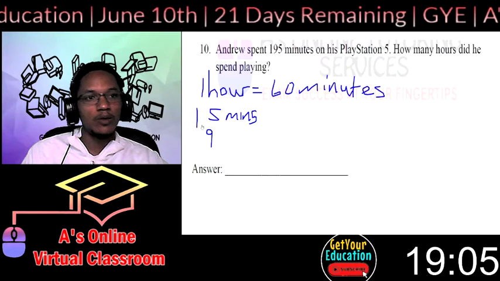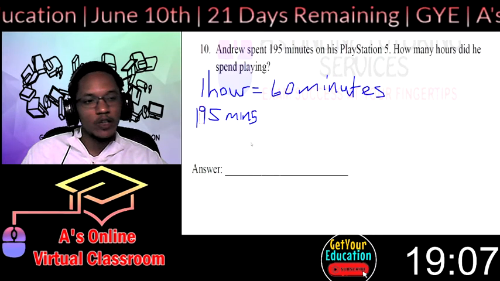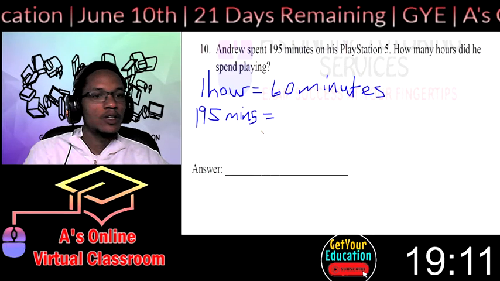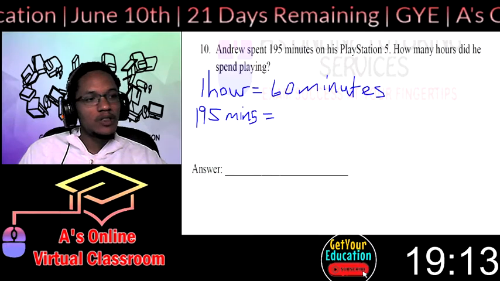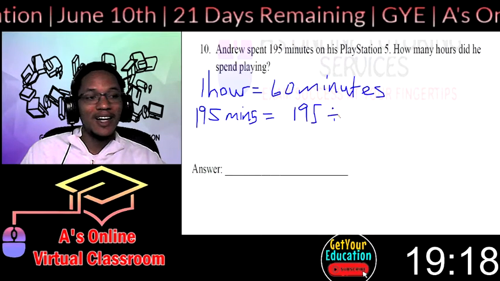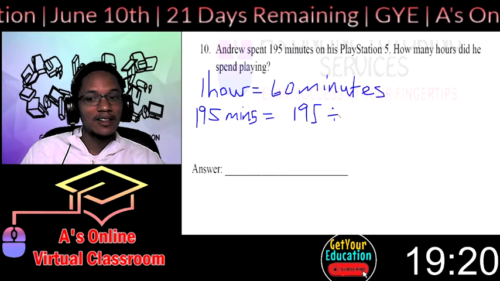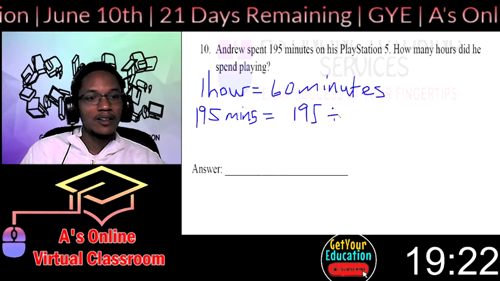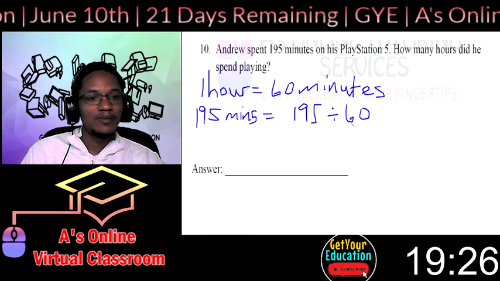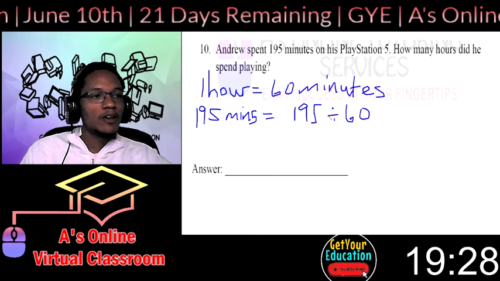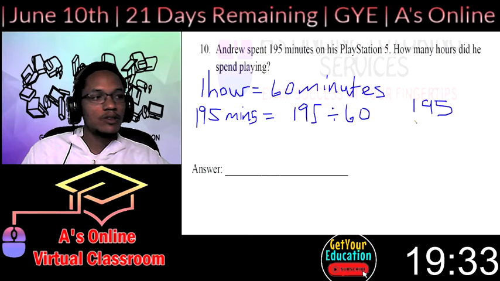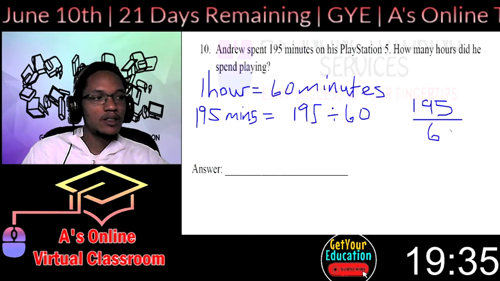Make sure we have our numbers written clearly. Please write clearly so that we can understand what you write when you write. So 195 minutes, you will have to take 195 and actually divide it by 60. Alright, so we're going to take 195, we're going to do this as a fraction, put it over 60.